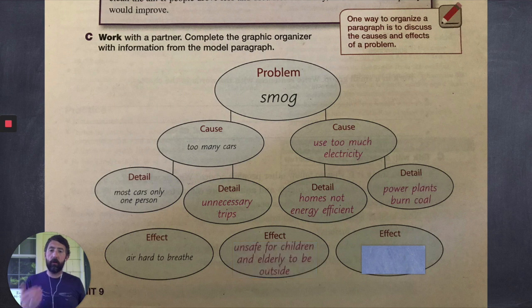What is another effect? It's unsafe for children and elderly people to be outside. Elderly are people who are older. In our country, 65 is called a senior citizen. And senior, think about high school: freshman, sophomore, junior, senior. Senior is the oldest. So senior citizens are the oldest citizens of our country, and so elderly are maybe 65 and older.